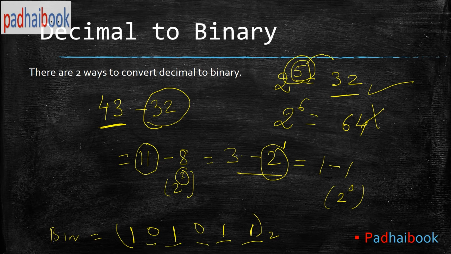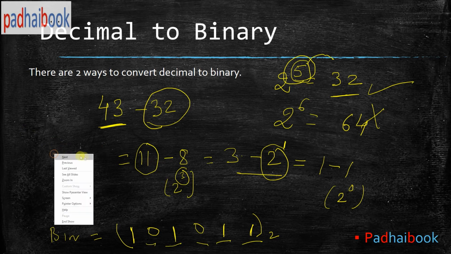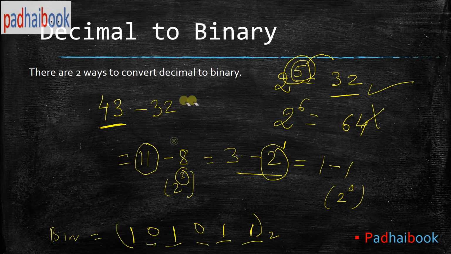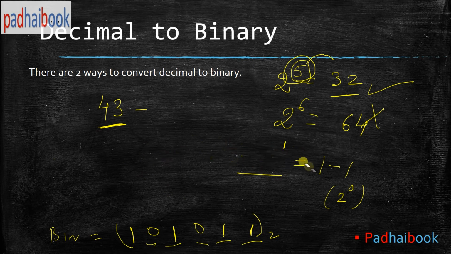Now let's check if our result is fine or not. How do we check that? You have to check if this number comes out to be 43 or not. Otherwise, we have done some calculation mistake that we will have to check. Cool.